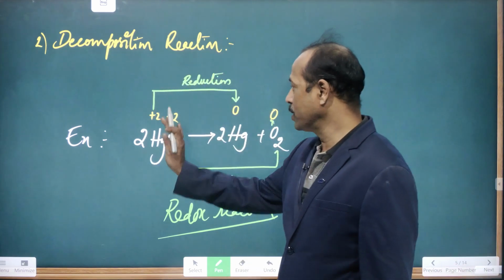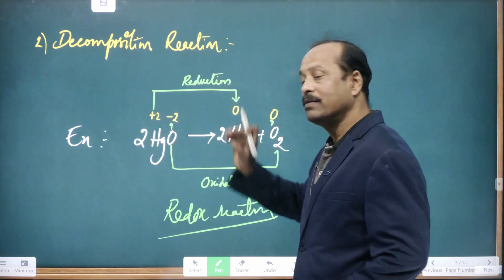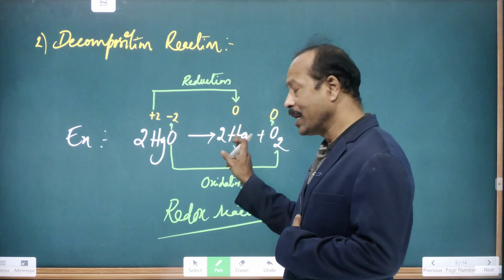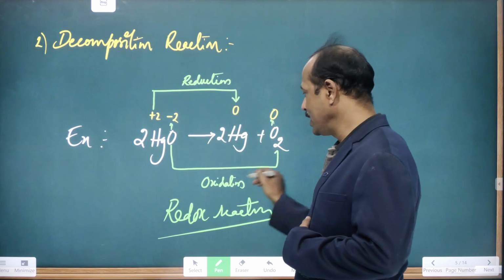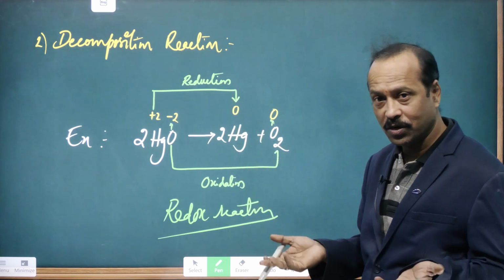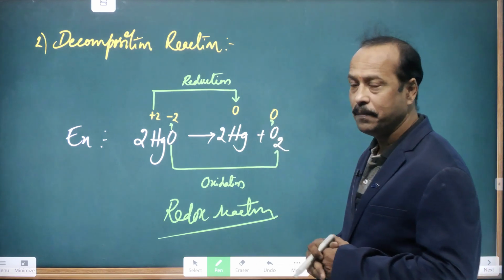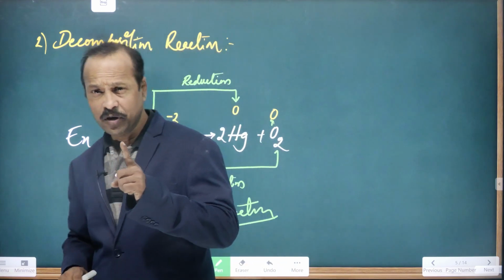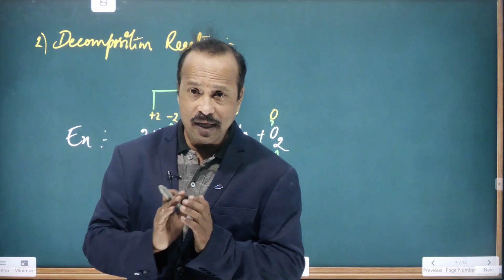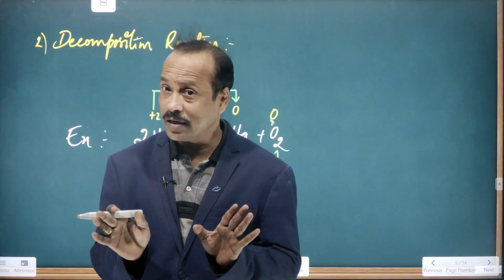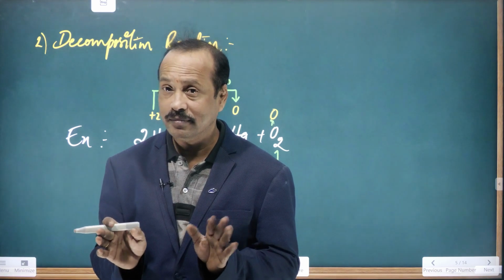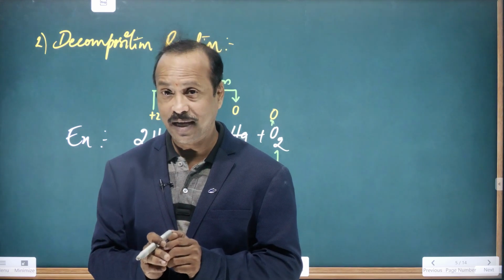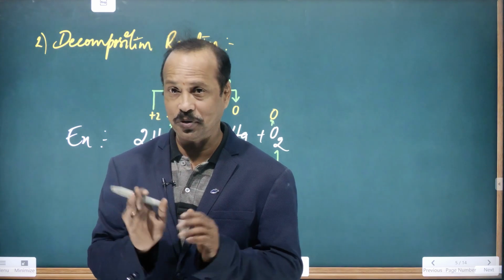So decomposition means what? In which one reactant decomposes, splits into two or more products, right? And this is a decomposition reaction, and here oxidation and reduction both are taking place. Hence it is a redox reaction. So this is a decomposition redox reaction. Okay. Now, same point, you have to remember that all decomposition reactions are not redox reactions.